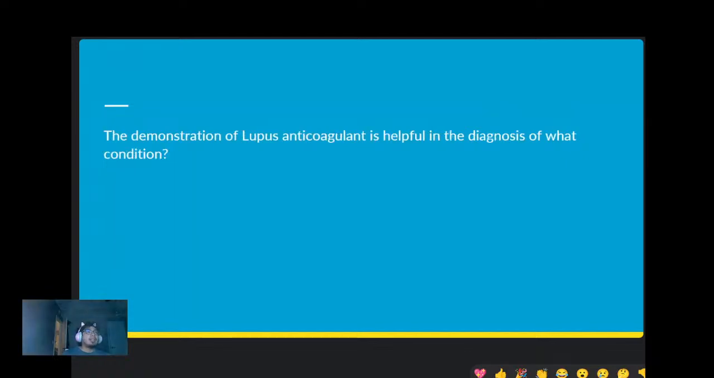All right. The demonstration of lupus anticoagulant is helpful in the diagnosis of antiphospholipid syndrome. Okay? And that ends our discussion for hematology, I think, if I'm not mistaken.